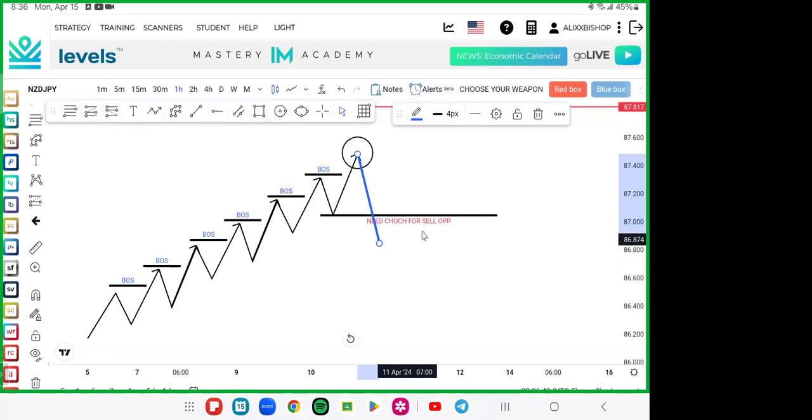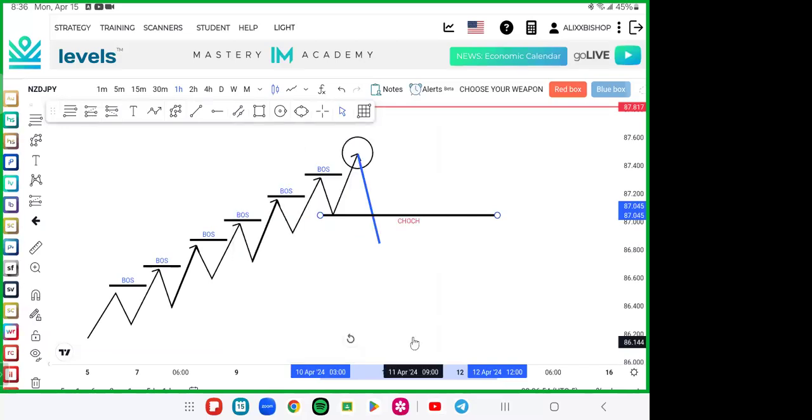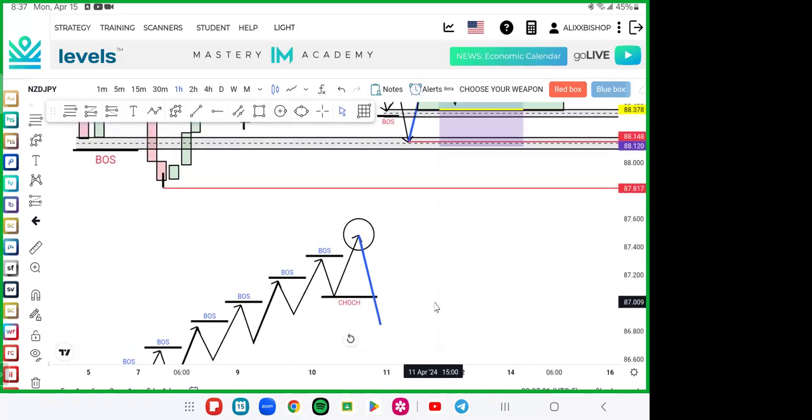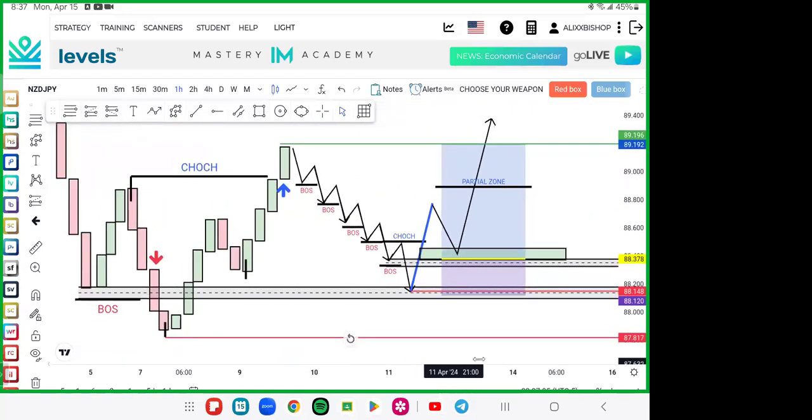Awesome, brother. That's why that is so important. And that's the difference. So once we get this, boom, confirmation just happened. This is a change of character. So now we could look for sell options. That is why this is so important, guys.